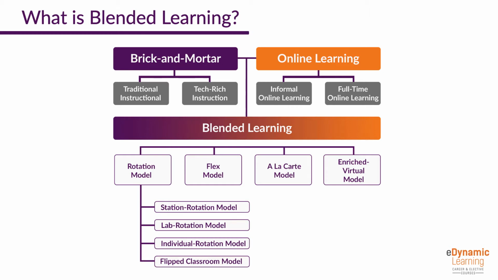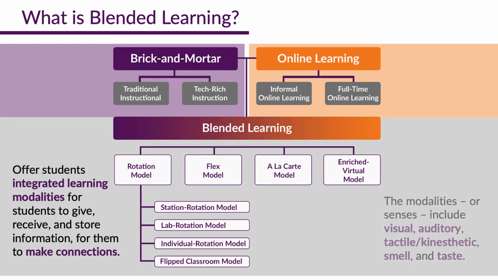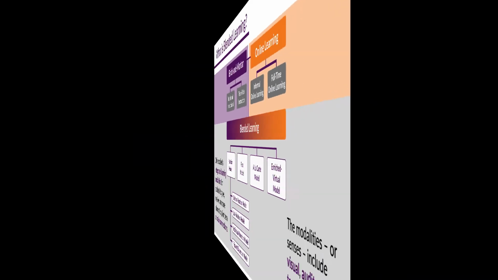According to the Christensen Institute, blended learning is a combination of 1. Our students learning partially online, having an element of control over the time, place, and pace. 2. Our students learning at a brick and mortar location. And 3, offering our students various modalities or activities along their path of learning in a course that are connected so that the learning experience is fully integrated.